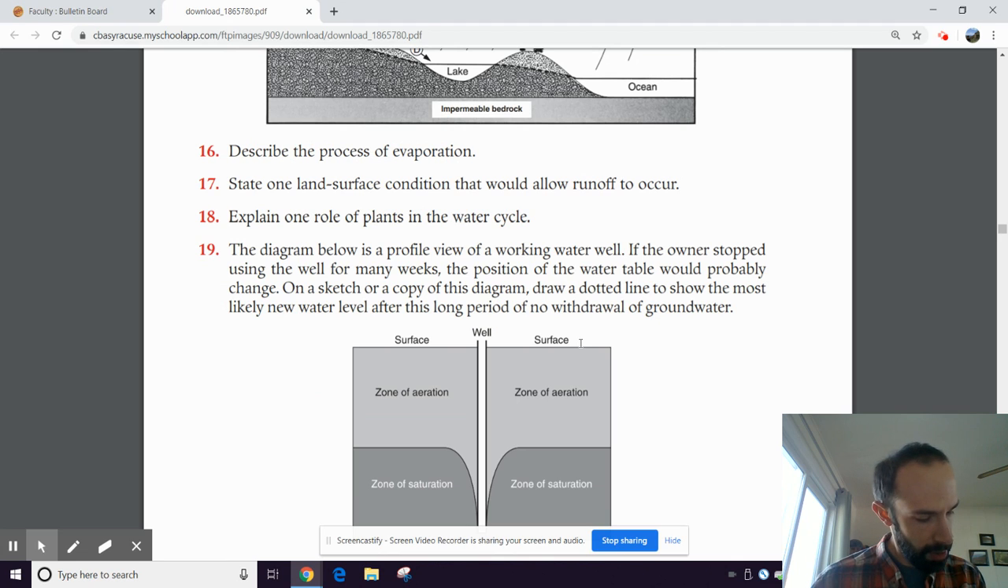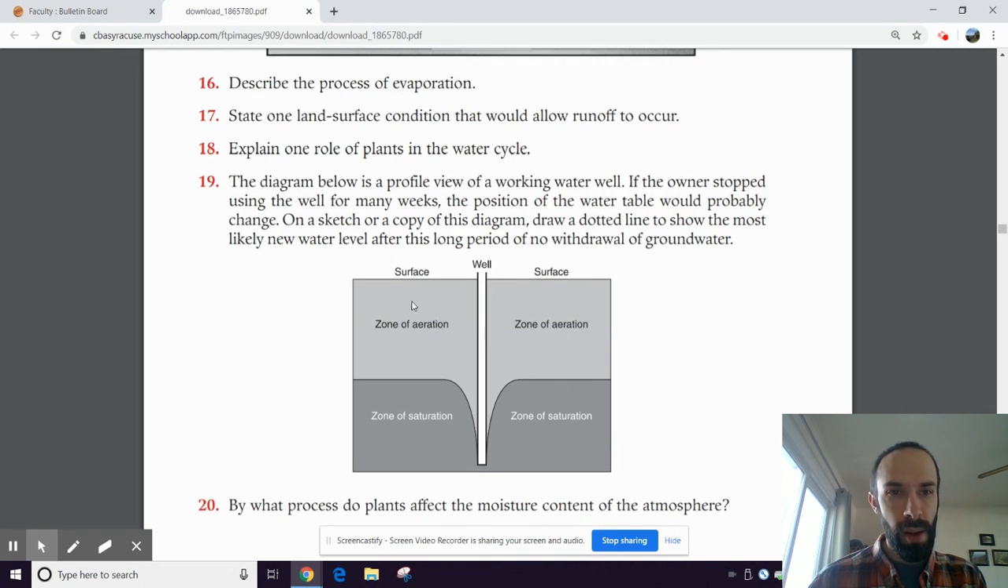19. We have a diagram of a well. The diagram below is a profile view of a working water well. If the owner stopped using the well for many weeks, the position of the water table would probably change. On a sketch or a copy of this diagram, draw a dotted line to show the most likely new water level along the periods with no withdrawal of the ground. I'm never going to have you do a question like this, but what would happen is if it's not being used anymore, here's the zone of aeration, zone of saturation. This is the water table. It gets sucked down to where the well line is. If they're not using it anymore, guess what? This is just going to level out, and the water table will just go across like that. It might dip a little bit, but it's not going to go all the way down to the bottom here. Never going to ask that question.